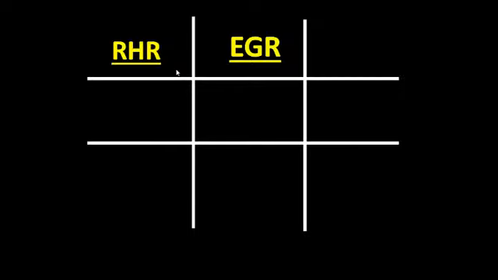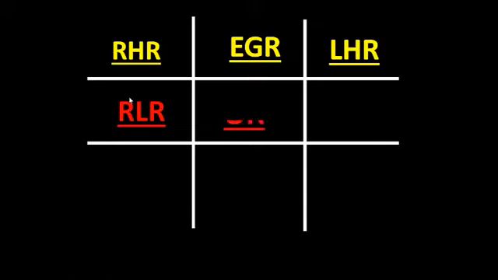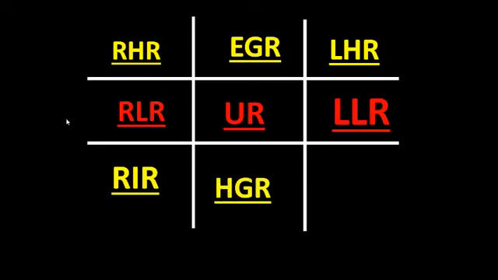Before starting to talk about the differential diagnosis of different abdominal pain, I'd like to remind you of the 9 regions of the abdomen. To start with, we have the right hypochondriac region, then the epigastric region. After that is the left hypochondriac region. Below comes the right lumbar region, the umbilical region, and the left lumbar region. Then the right iliac region, the hypogastric region, and the left iliac region.